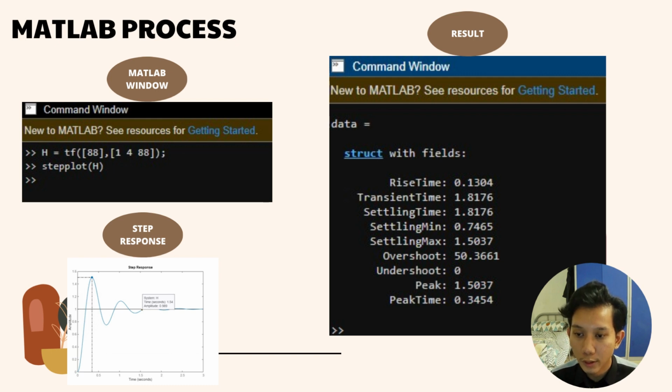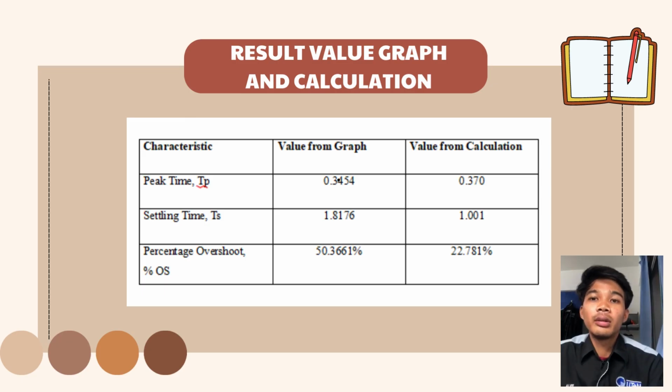Then we need to get the data. Go to the command window and type data equals stepinfo, and the data will show. The data will show peak time, settling time, and percent of overshoot.